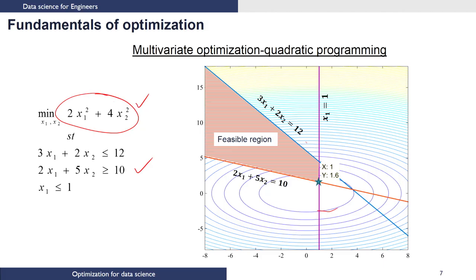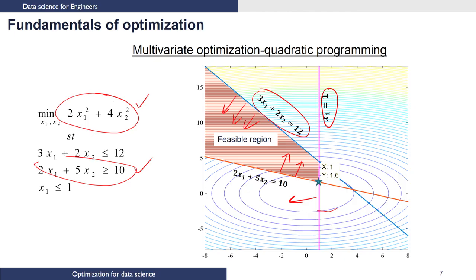So, I have this equation, which is the equation of a line. When we talk about the first constraint, which is less than or equal to 12, any point to this side of the line is a feasible point. Now, for this constraint, the equation of the line is 2x1 plus 5x2 equals 10, and whenever I have something greater than or equal to 10, this region is feasible. This is the x1 equal to 1 line, and x1 less than or equal to 1 would be this region.